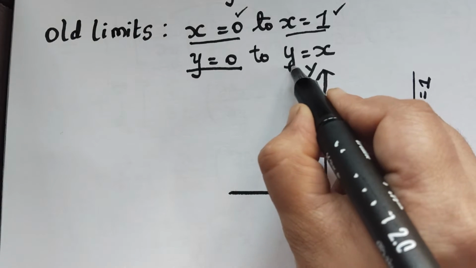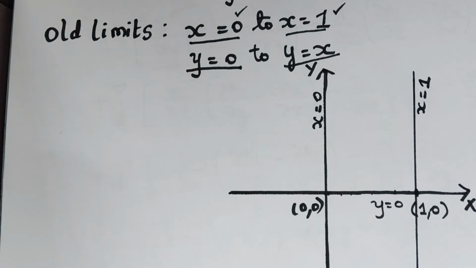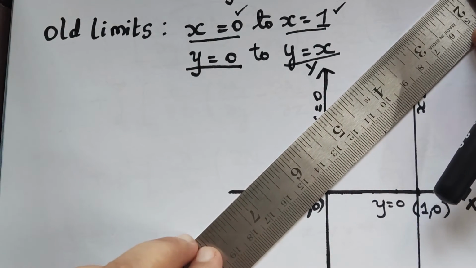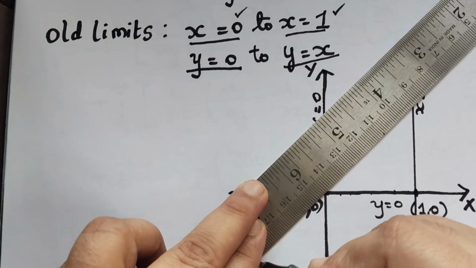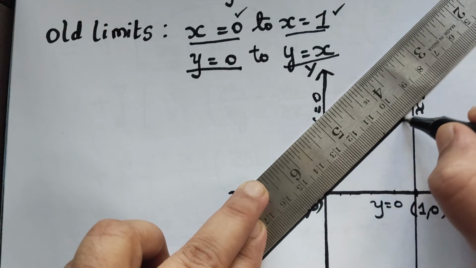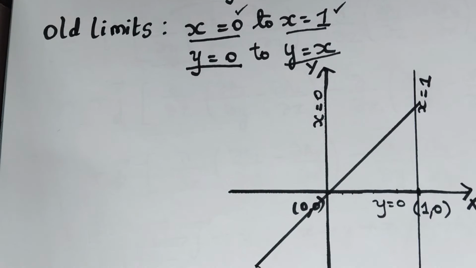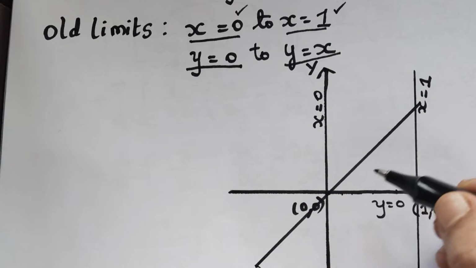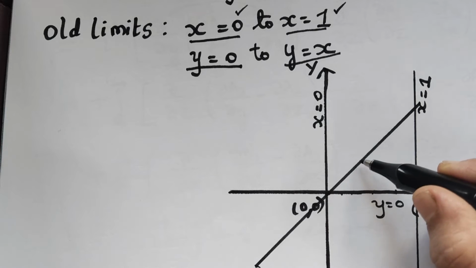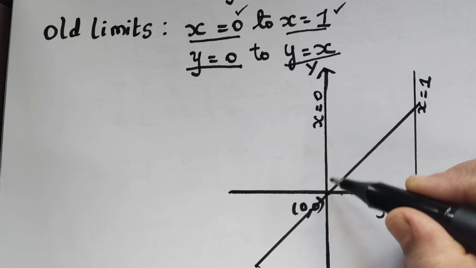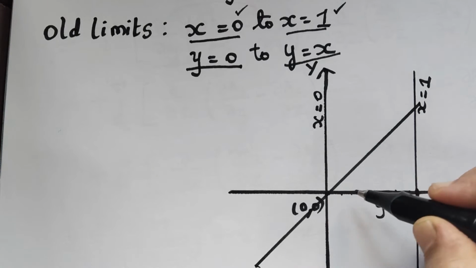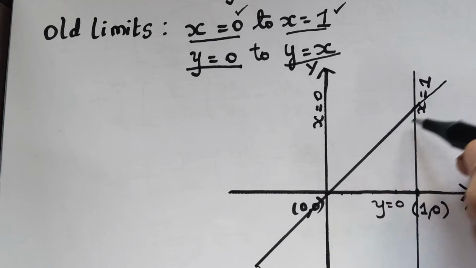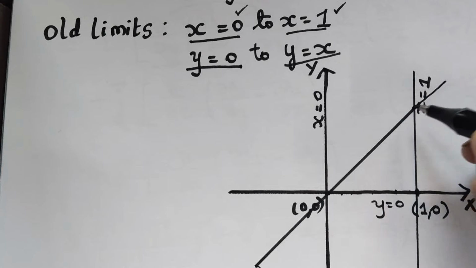Next we have the line y equal to x. We know that it is the line which is like this. That is, for every point, x will be equal to y. So if you see here, x is 0, y is 0. Then as x increases, y also increases by the same quantity. And so the line intersects x equal to 1 at this point.